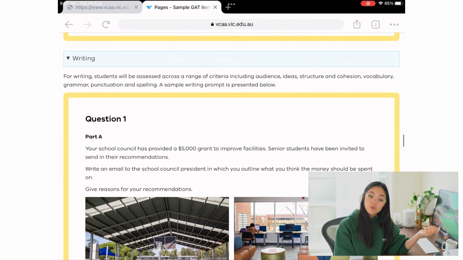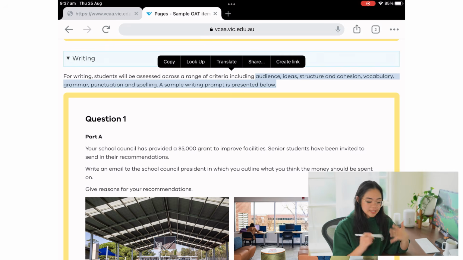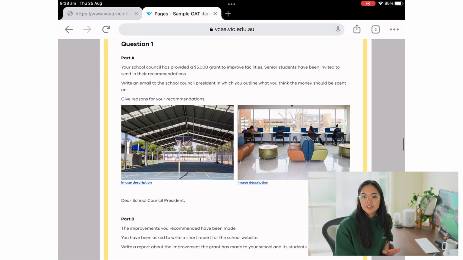Now let's look into the writing component. Essentially, this is the important part of it. The criteria is that you're going to be assessed on the audience, ideas, structure and cohesion, vocabulary, grammar, punctuation, and spelling. I'm going to break down what you need to do in the writing task to make sure that you tick these points off. Pause this video, have a read of the question, and then let's go through it together. All right, cool.